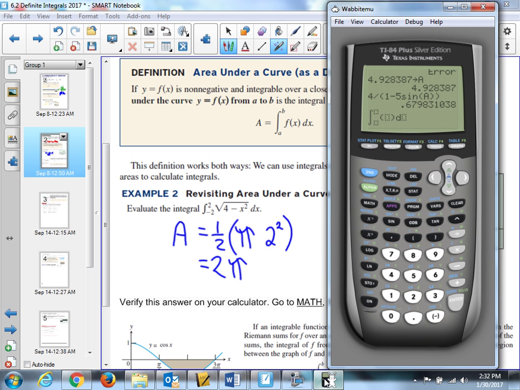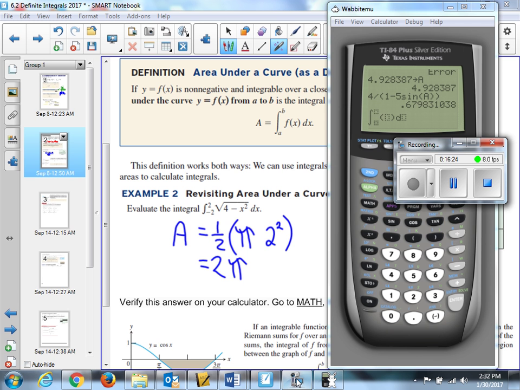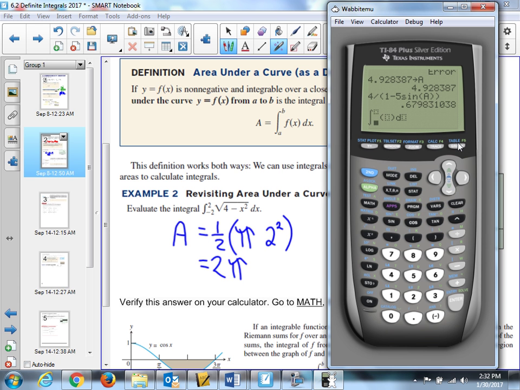So we're going to enter this integral here. -2 up to 2, that's up there. Then we're going to put in the second function, square root of 4 minus x squared. I've got that there. Then what variable are we doing this for? X. Hit enter. I should get 6.28 something or other. I do. 6.28 is 2 times pi.